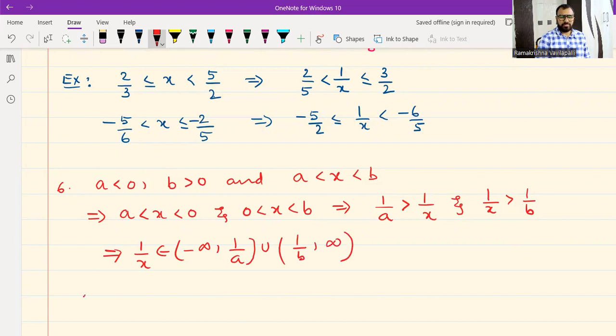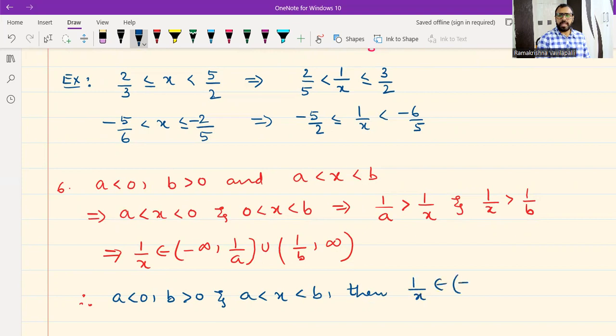So therefore, A is less than 0, B is positive, A negative, B positive, and A is less than X less than B, then 1 by X belongs to minus infinity to 1 by A, union 1 by B to infinity.